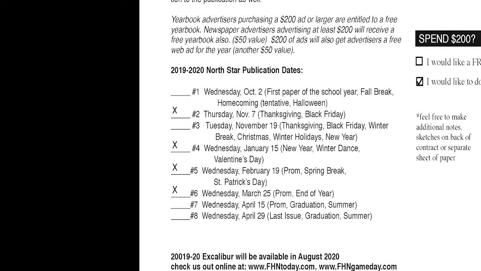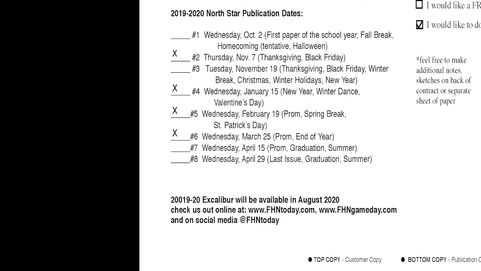Now, when somebody decides they want to buy some newspaper ads, say the advertiser bought 4 ads on this contract, what would you do? You would go to the bottom left-hand space under the publication dates. Those are the dates the newspaper comes out in the 2019-20 school year, and you just go down and mark X's in the issues that they want. So you see Thursday, November 7th, Wednesday, January 15th, Wednesday, February 19th, and Wednesday, March 25th. They're all dates that this advertiser has selected that they want their ad to run.